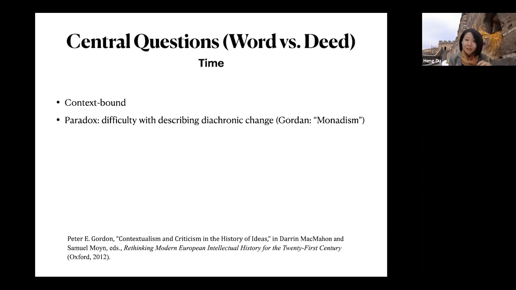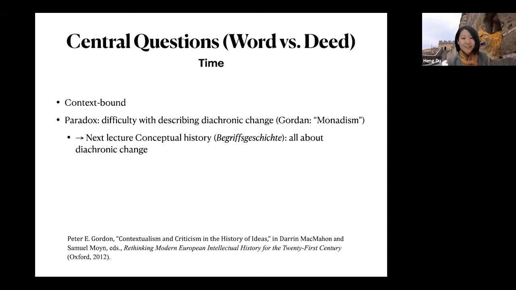We have, for instance, Peter Gordon's critique of this approach as something that basically turns the universe into this monad where time is an illusion almost. You in fact cannot move across time. So next week's lecture on conceptual history is in fact all about an alternative way of thinking about the relationship between words and reality that's very much focused on diachronic movement and historical change. So I can conclude my presentation today here. Thank you so much.